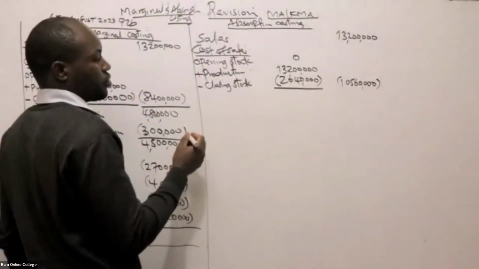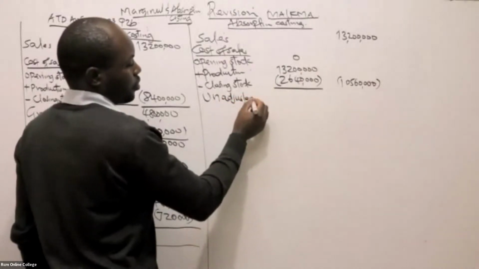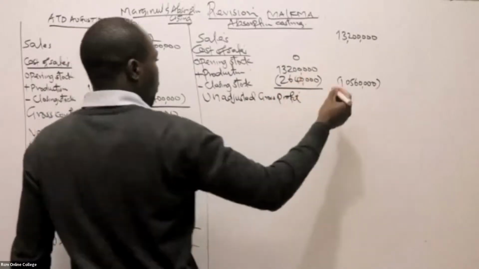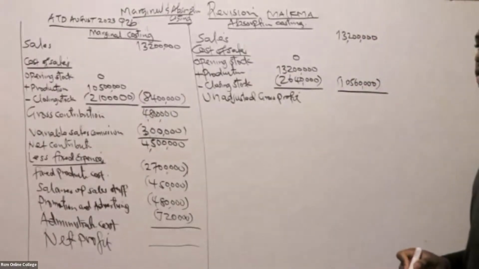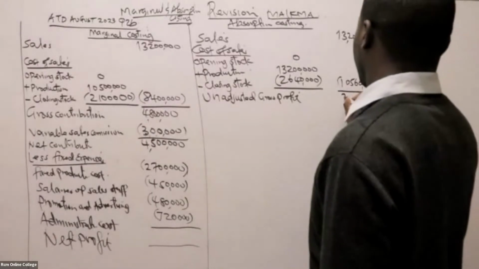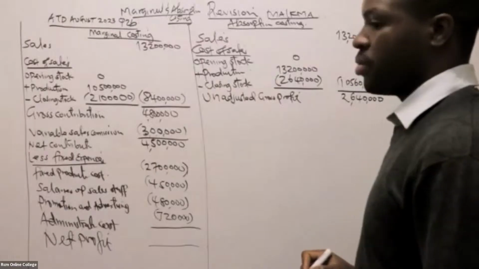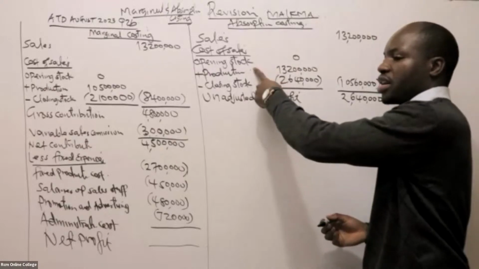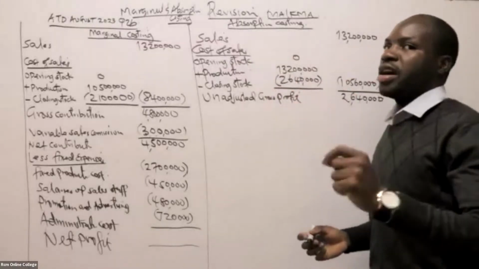And that gross profit is not just gross. It is unadjusted gross profit. Our unadjusted gross profit is 2,640,000. The fixed production overheads have been used as part of the product cost. The 440 we are using here has already included the fixed production overheads.